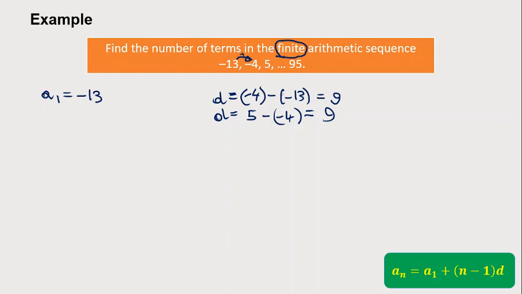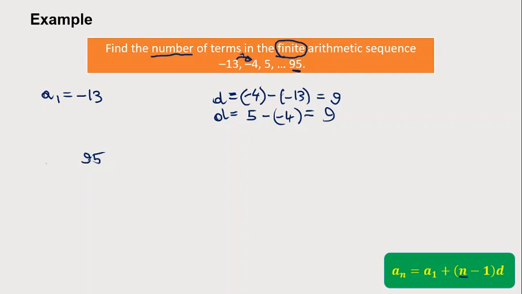a_n is a1 plus (n minus 1) d. I want to find out what n is, so I want to find out what this position is, effectively. I know it's a finite sequence which terminates at 95. The question is how many terms, how many iterations I need to do before I reach 95. So 95 is the value of a_n, okay?